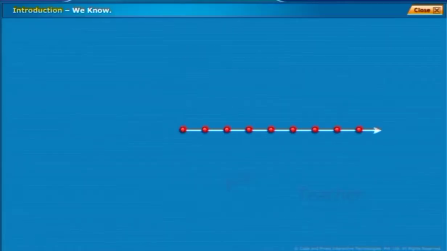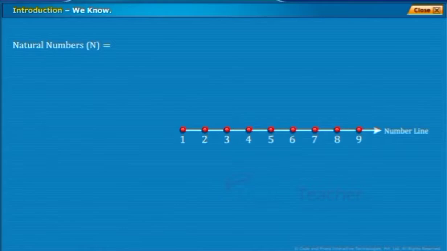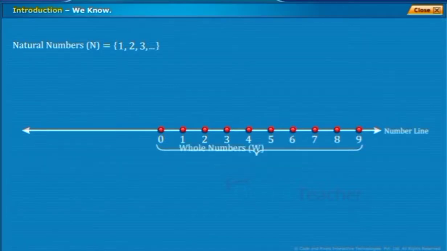We learned from previous classes that natural numbers are the set of numbers which start from 1. They are denoted by N. Example, N is equal to 1, 2, 3, and so on. Whole numbers are the set of numbers that include 0 along with the natural numbers. They are denoted by W. Example, 0, 1, 2, 3 and so on.